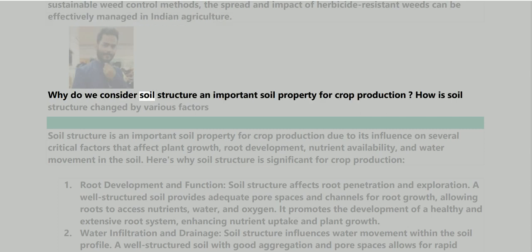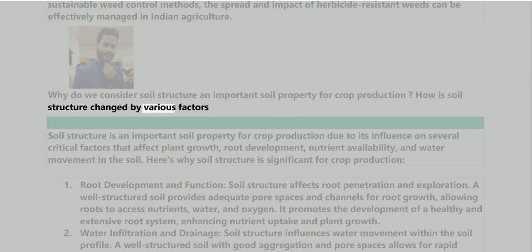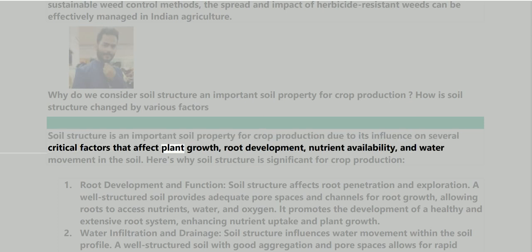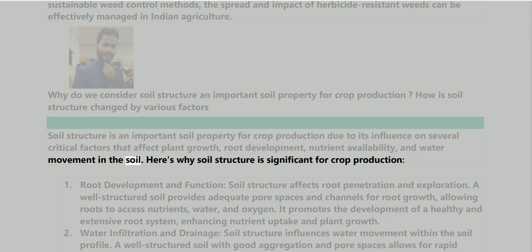Why do we consider soil structure an important soil property for crop production? How is soil structure changed by various factors? Soil structure is an important soil property for crop production due to its influence on several critical factors that affect plant growth, root development, nutrient availability, and water movement in the soil. Here is why soil structure is significant for crop production.